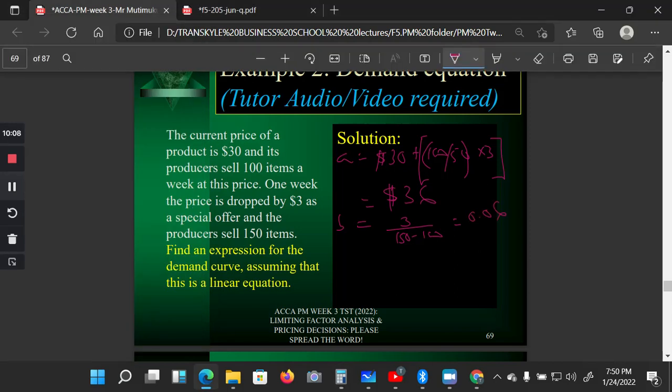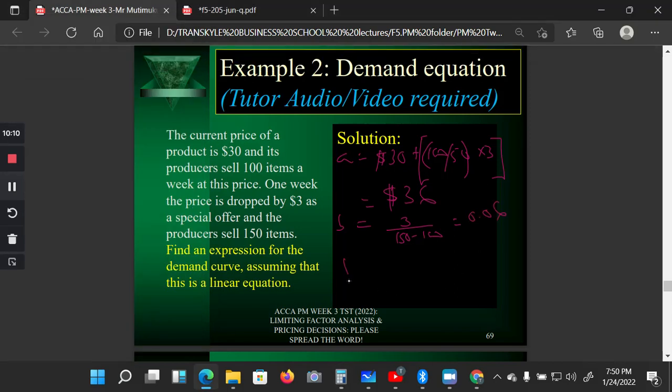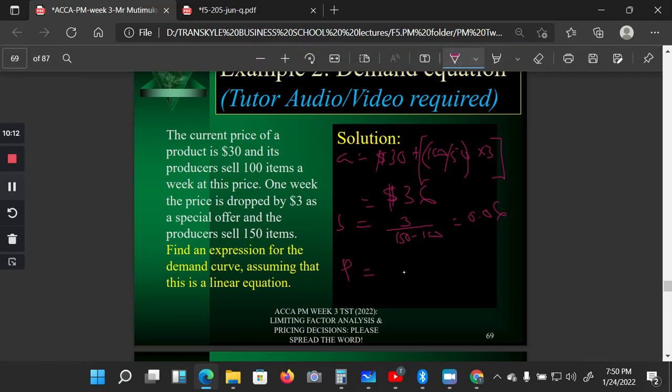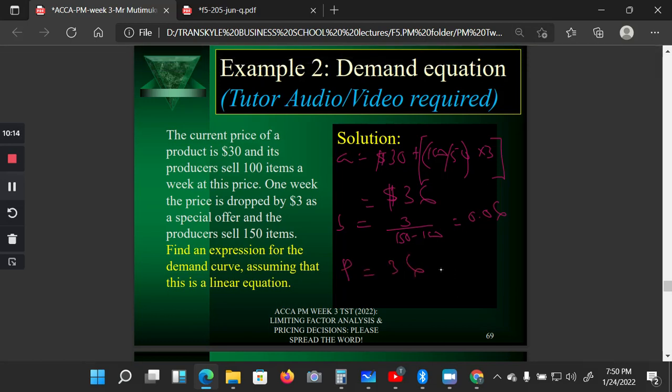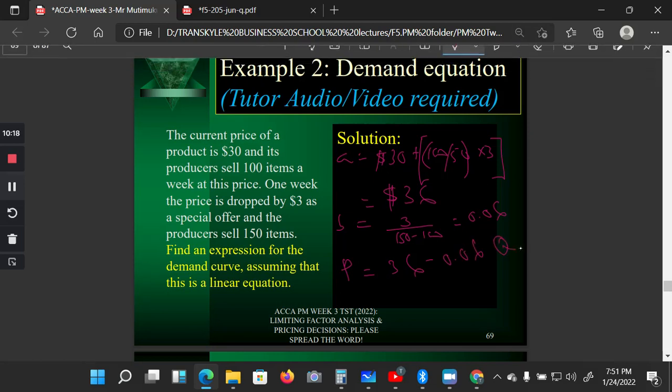0.06. Okay, so the equation will be 36 minus 0.06Q.